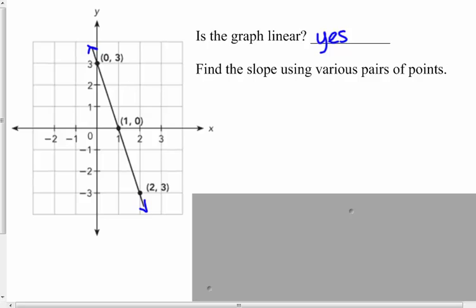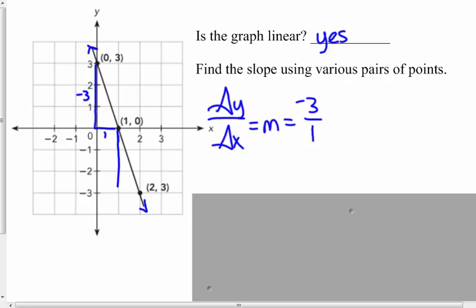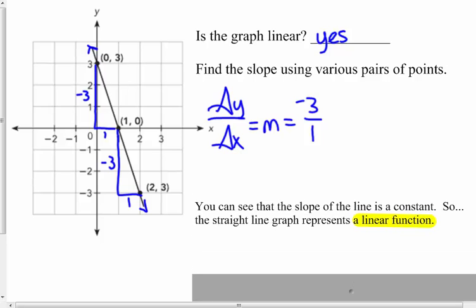Find the slope using various points. Well, down 3 and over 1 here. My delta y over delta x, my slope equals -3 over 1. And yes, it's the same rate of change here, -3 over 1. So you can see that the slope of the line is constant. So the straight line graph does represent a linear function.